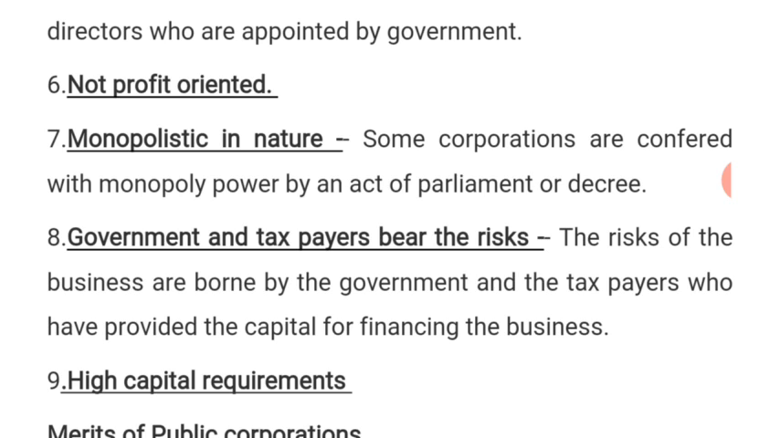This tells us that public corporations are not meant to make profit, and that is why the prices they charge on school fees are lower compared to private universities, which charge higher prices. Number seven, monopolistic in nature. Monopoly is a situation in which there is only one seller selling a particular good or service in the market.